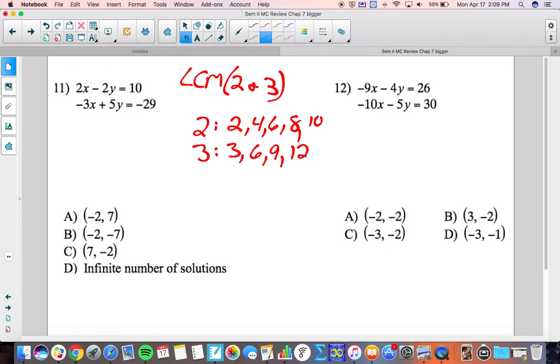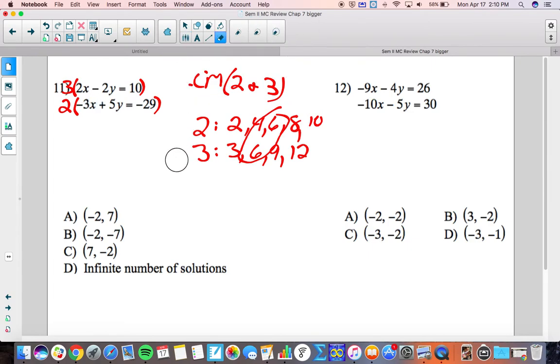Do we have anything on the same list yet? And try to find the smallest number that appears on both. 6 appears on both. So what I'm trying to say there is we could multiply this to get a 6, and we can multiply this by something to get a negative 6, or vice versa. So how do I create 6 x's here, or a 6x? I can multiply the top by 3. That would give me a 6x. But then if I make the top a 6x, I want the bottom to be a negative 6x. So I'd multiply the bottom by positive 2, because positive 2 times negative 3 is negative 6.